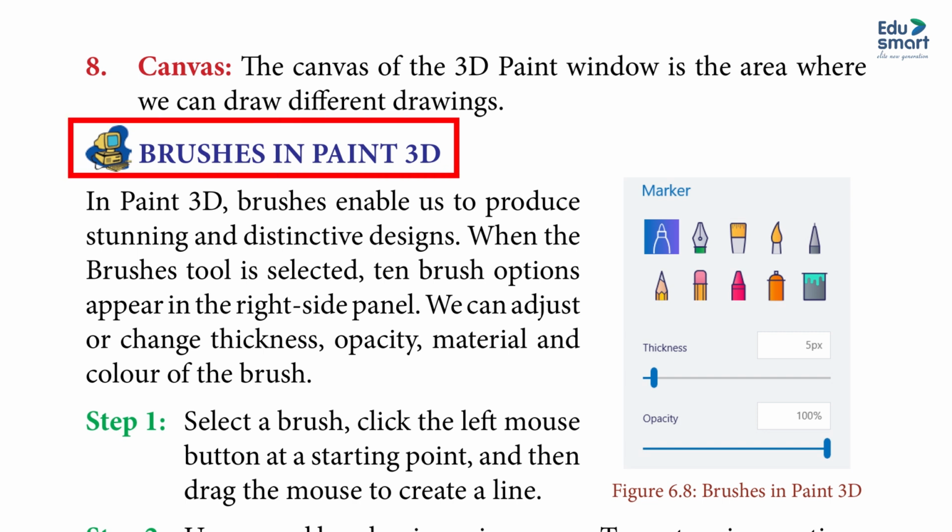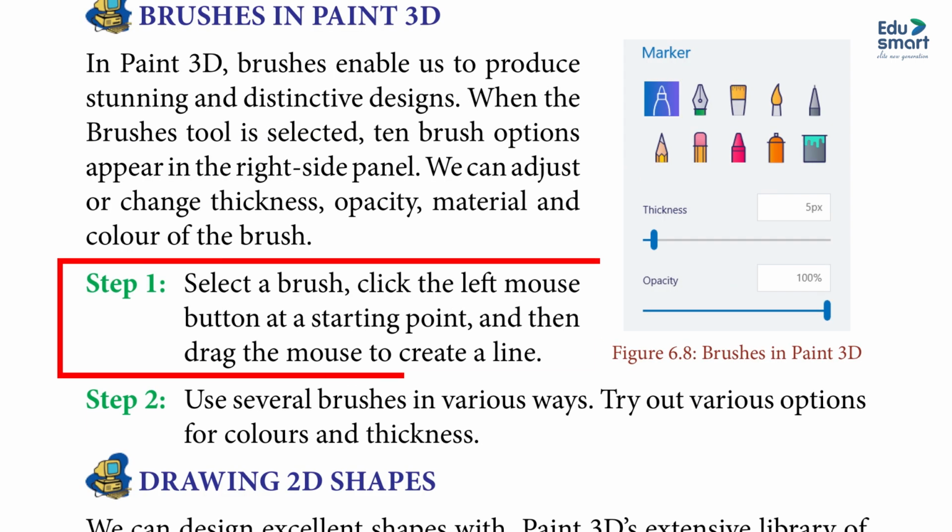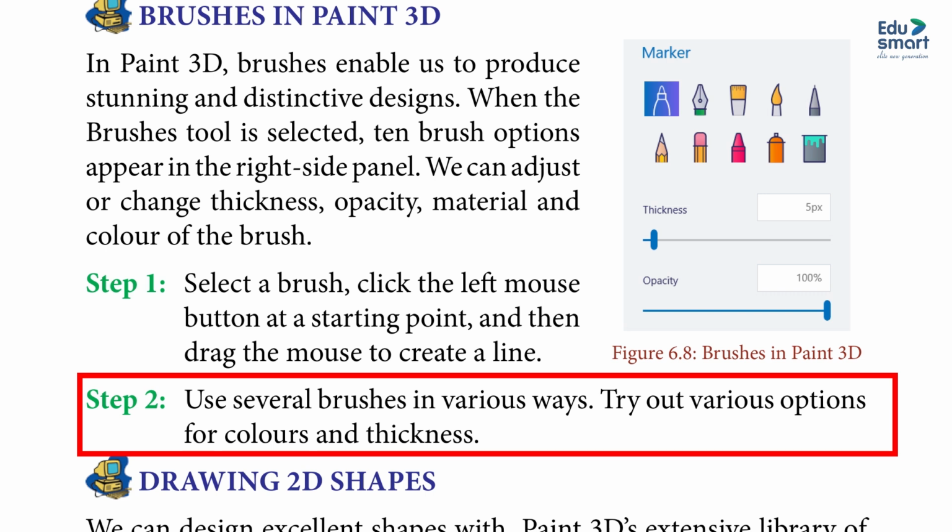Brushes in Paint 3D. In Paint 3D, brushes enable us to produce stunning and distinctive designs. When the Brushes tool is selected, 10 brush options appear in the right side panel. We can adjust or change thickness, opacity, material, and color of the brush. Step 1. Select a brush, click the left mouse button at the starting point, and then drag the mouse to create a line. Step 2. Use several brushes in various ways. Try out various options for colors and thickness.